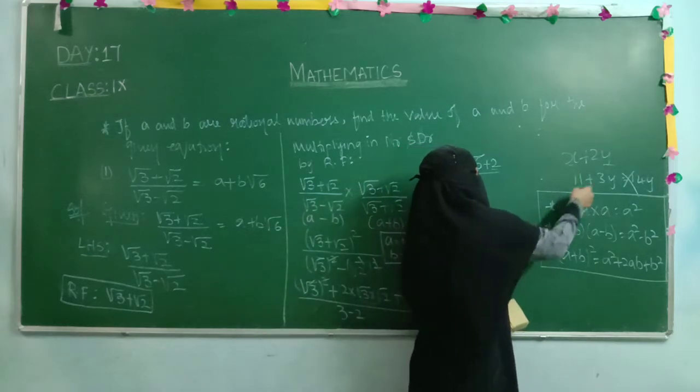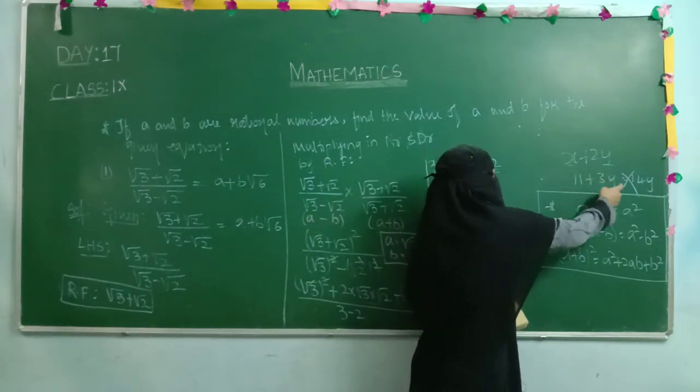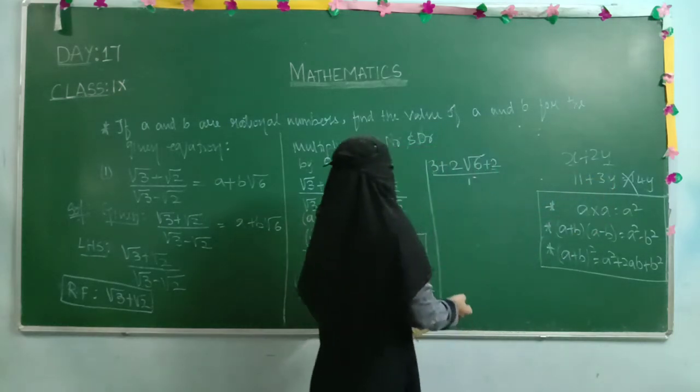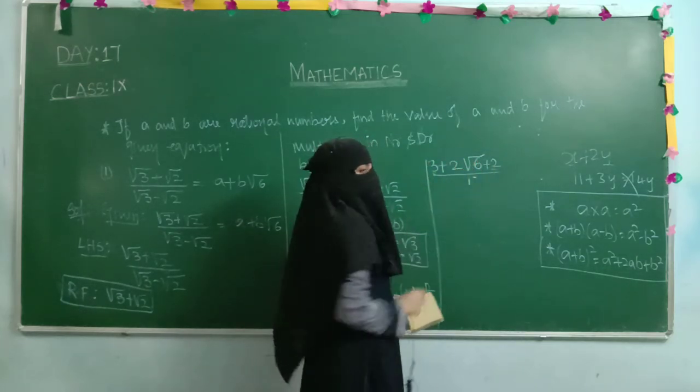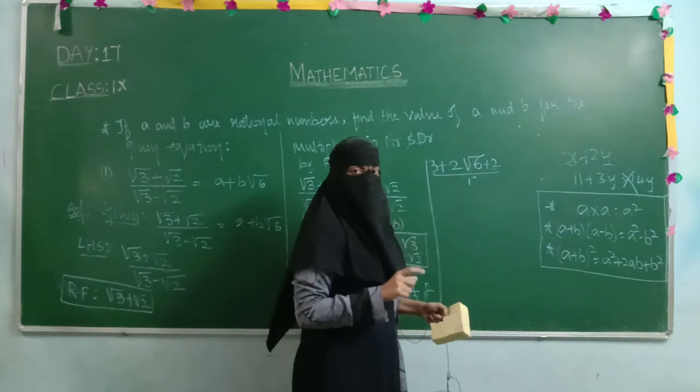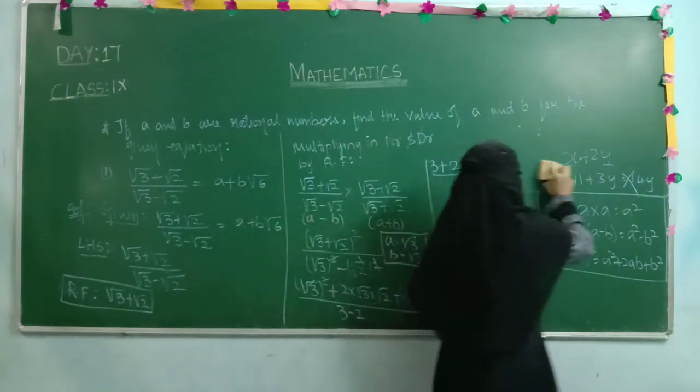Because this is just a constant number, but here we are having a variable. Similarly, here also these are the constant terms, but along with this we are having square root terms. So we cannot add. We need to keep it as it is. Okay.